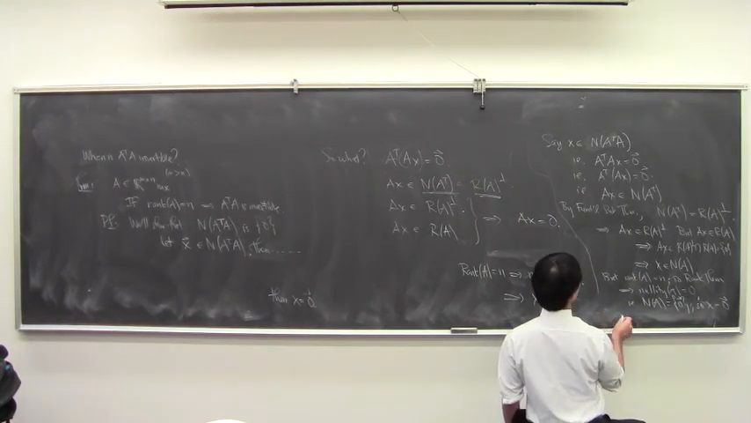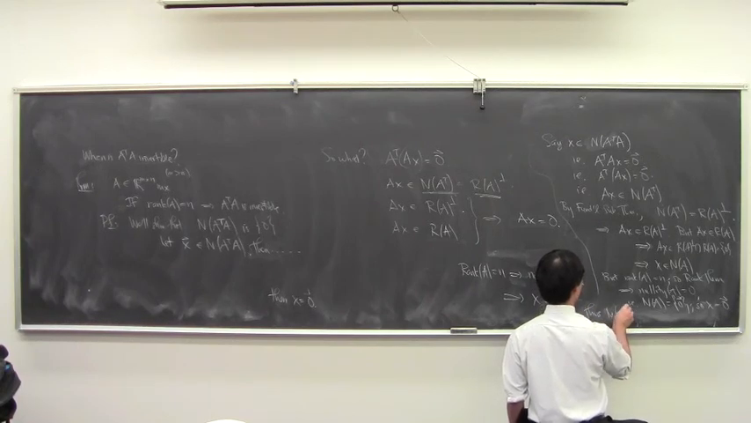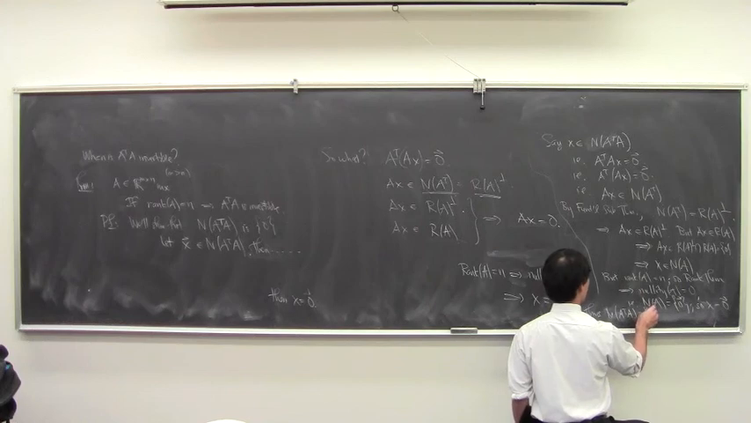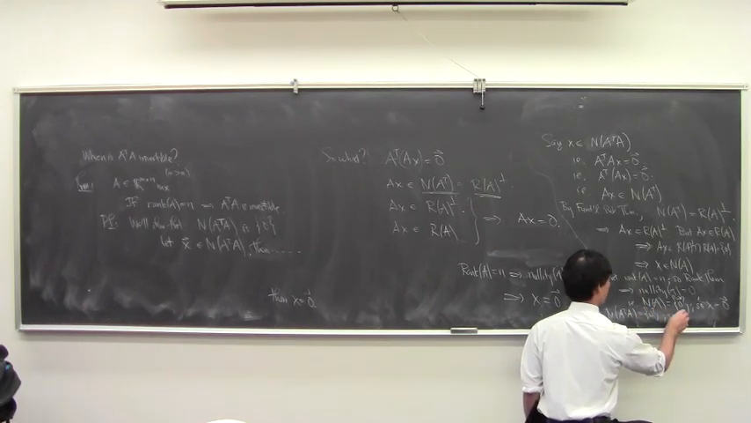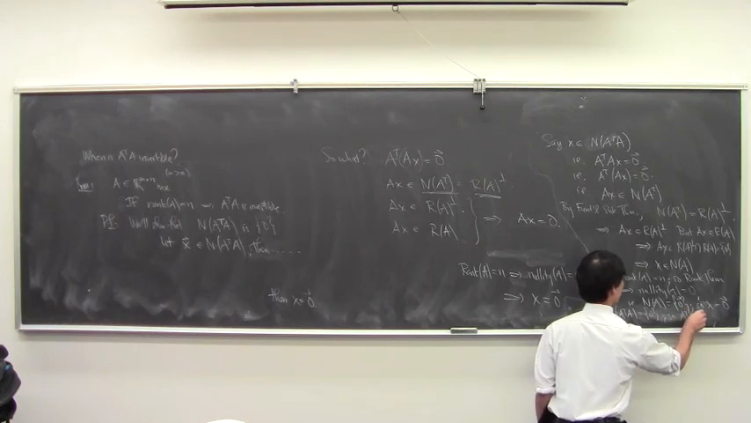Right? So thus, the null space of ATA is the 0 vector, and so ATA is invertible.